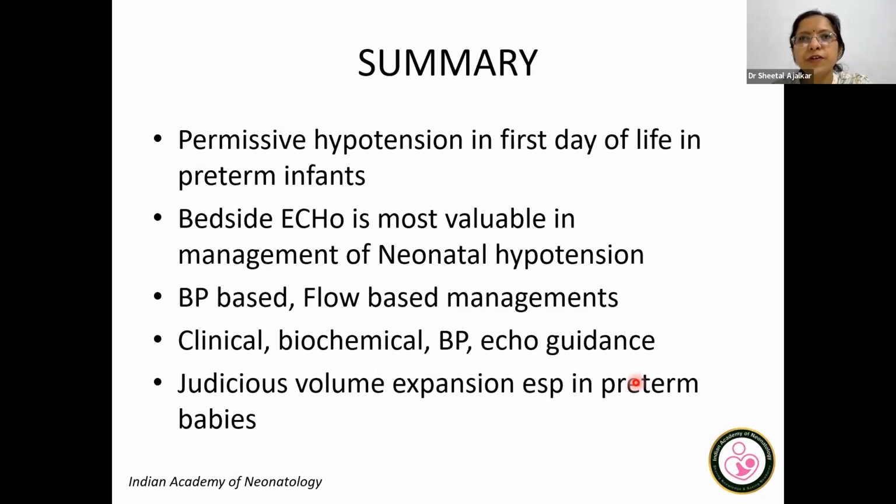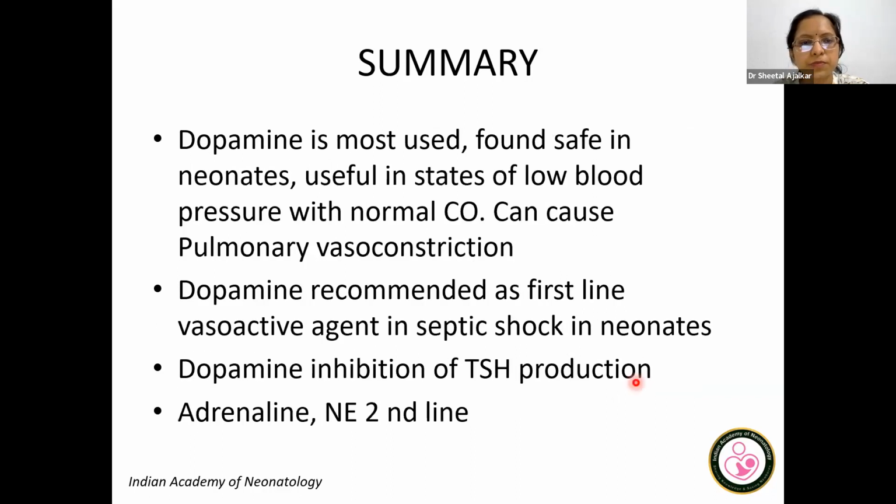Coming to the summary, permissive hypotension in the first few days of life in preterm babies is controversial, but if it is isolated hypotension, the baby can be observed. Bedside echo is the most valuable thing in our hands, and at the bedside we can use it for the management of neonatal hypotension. There are different approaches, but we have to use a composite assessment of the baby and judicious volume expansion, especially in preterm babies.